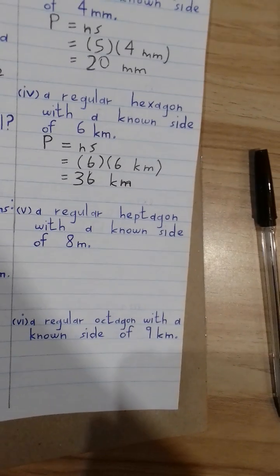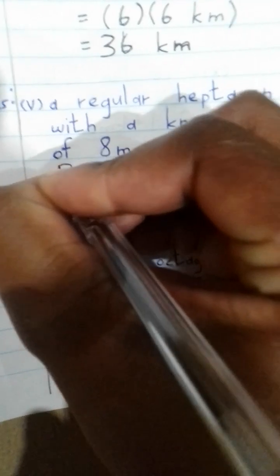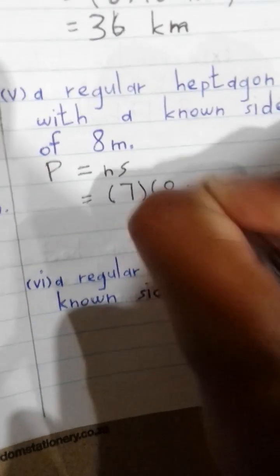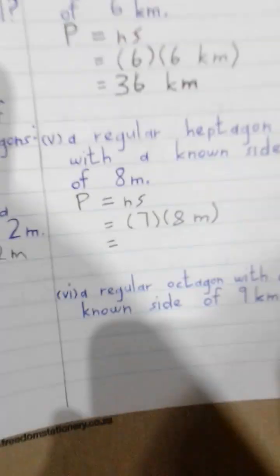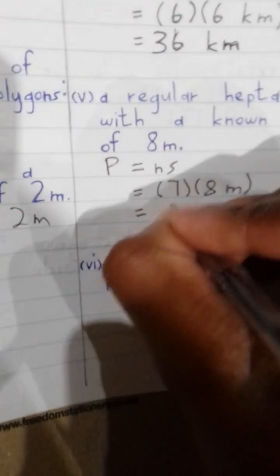Roman numeral number 5. A regular heptagon with a known side of 8 meters. Heptagon 7 sides. Length of the known side is 8 meters. So 7 times 8, 56. Perimeter is 56 meters.